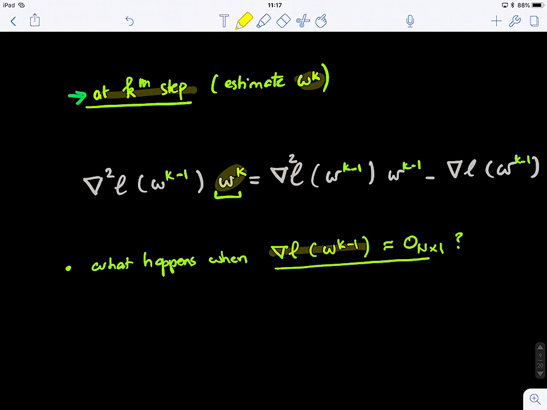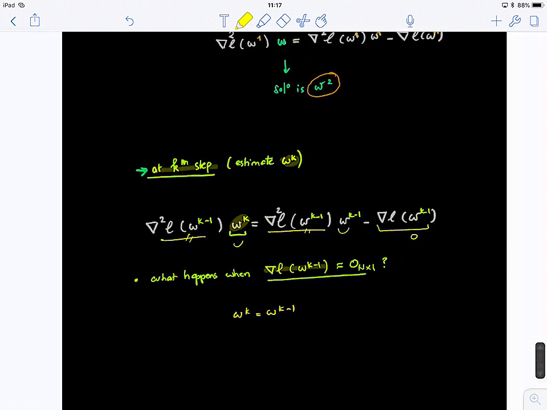Yes, very good. It's a fixed stable point. So WK will be equal to WK minus 1, because this is equal to 0, these guys are the same. So these points should be equal. You found your optimum, you're not moving anymore. You're stopping because your gradient is very close to 0. Here it's equal to 0, but in reality, in numerical methods, it will be close to 0, like 0.0001, for example. Okay, cool.